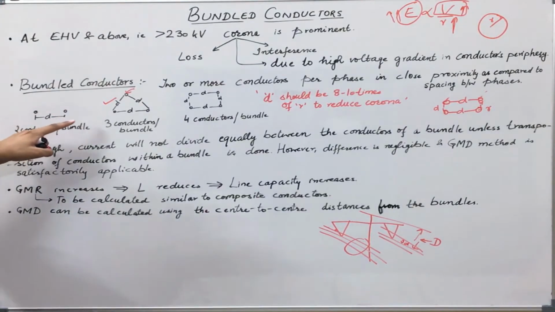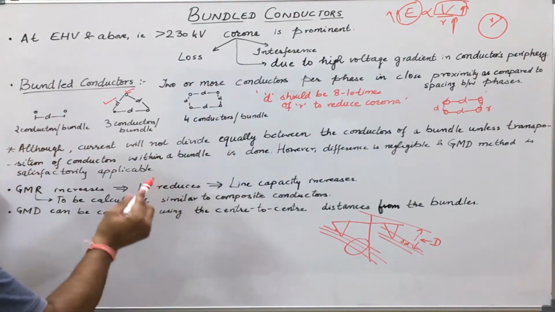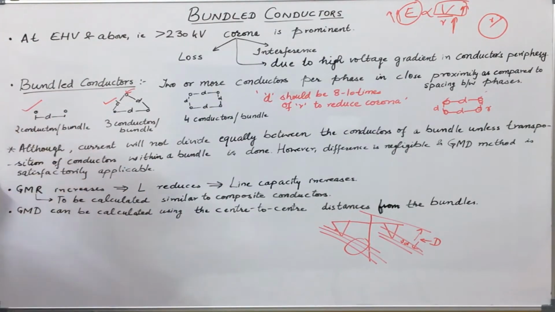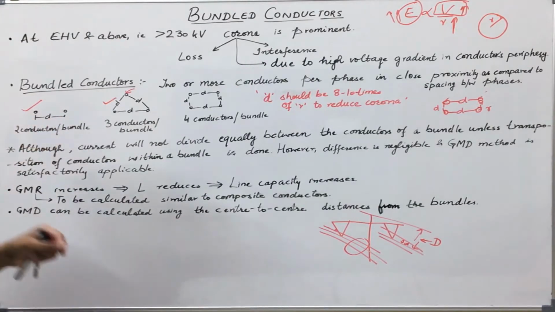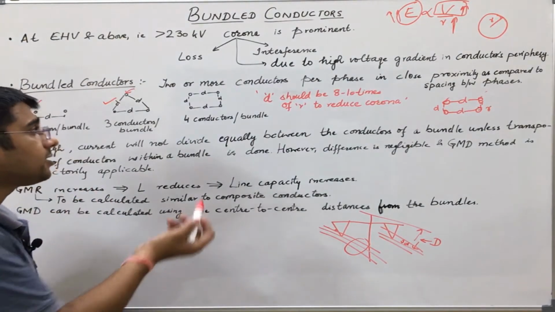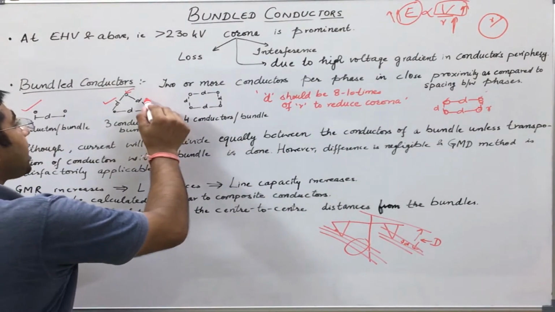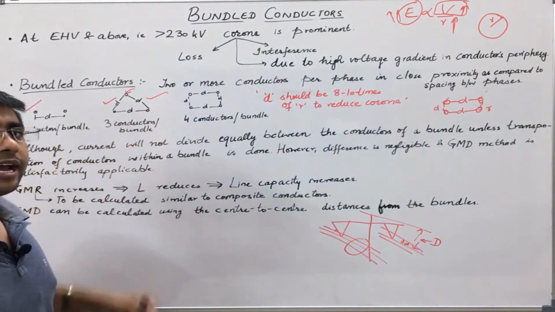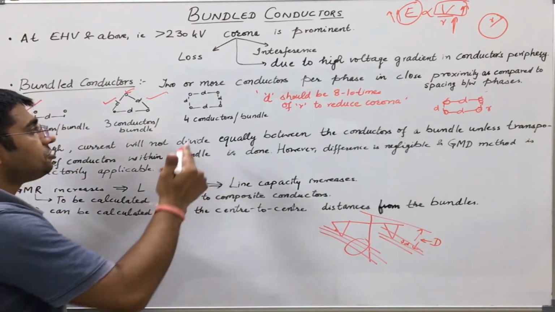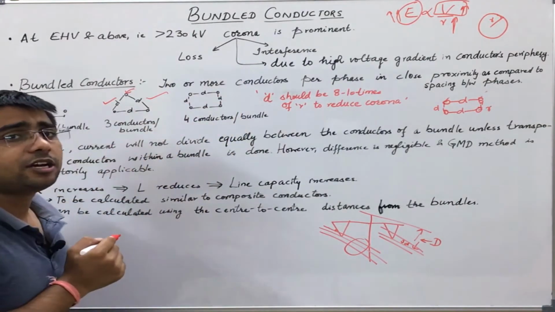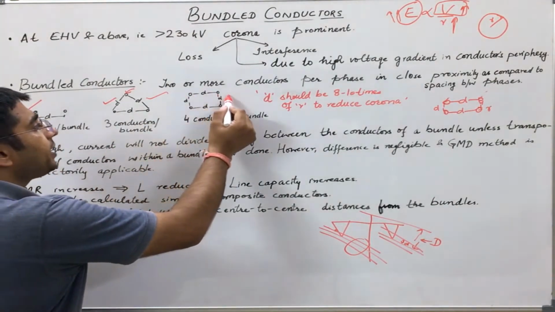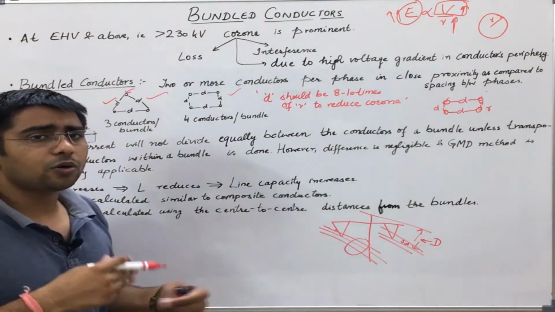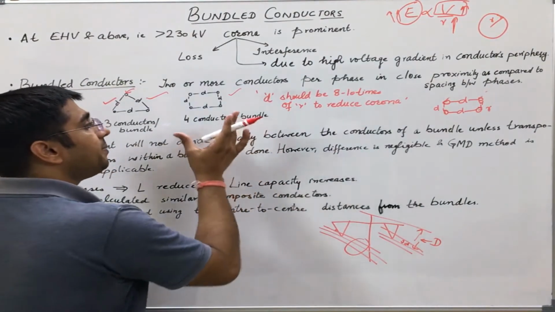Now here I have shown the usual configuration of the bundle conductors. If we have two conductors per phase, then we usually put them in this configuration. If we have three conductors per phase, then we do this kind of configuration, where the conductors occupy the corners of an equilateral triangle to maintain symmetry. Similarly, if there are four conductors per phase, the conductors make a square.